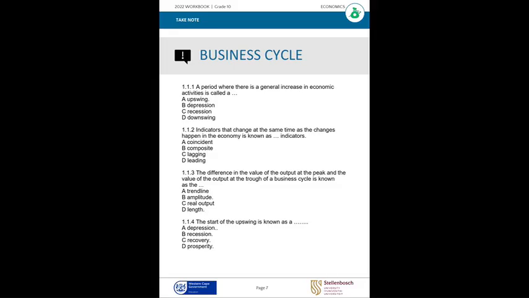Right. We're going to look at the business cycle. We're also still looking at MCQs because the circular flow and the business cycle are the main topics for term 1 that we've dealt with. So let's look at this one. 1.1.1 here, a period where there is a general increase in economic activities is called a, now there's a clue in the statement. It says a general increase in economic activities.